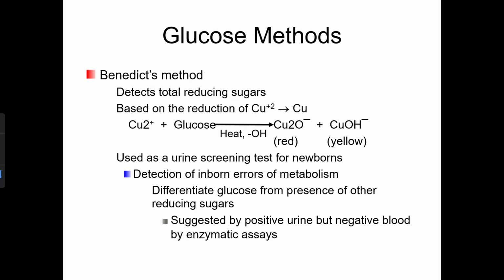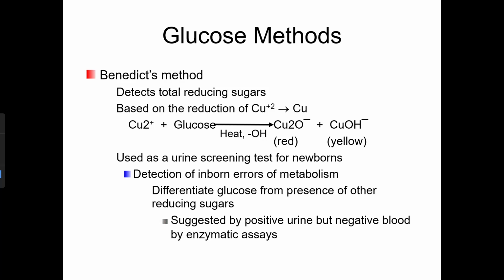So the Benedict's method of determining glucose. Benedict's method detects total reducing sugars, and it's based on the reduction of copper. Cu2+, or copper 2+, plus glucose yields copper 2 oxide plus copper hydroxide. It's used as a urine screening test for newborns and the detection of inborn errors of metabolism. Differentiate glucose from the presence of other reducing sugars suggested by positive urine but negative blood by enzymatic assays.